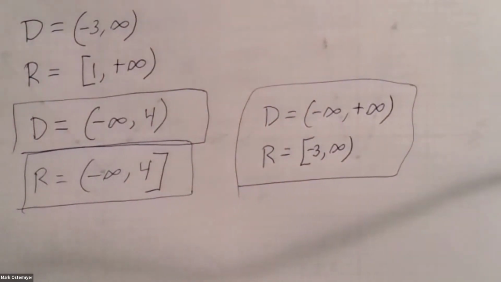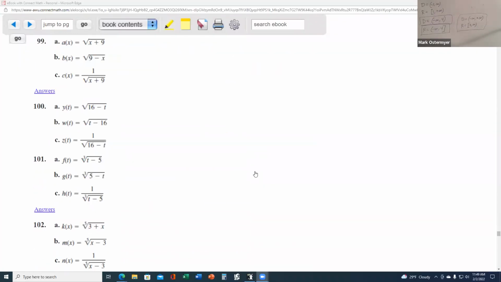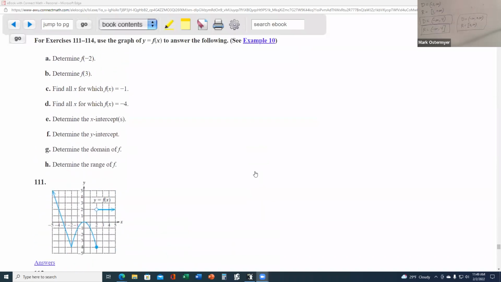And there you have it. Okay, let's see here. I think we got everything. Let's see, there was one other problem here. All right, ladies, one last problem, number 111 here. They give you the graph of a function here. It's a weird looking function. And they're going to ask us some questions.